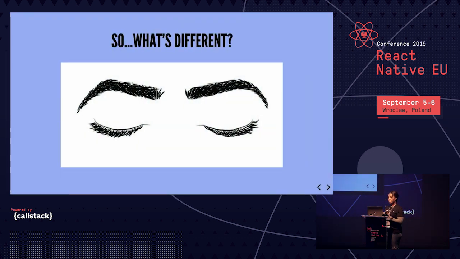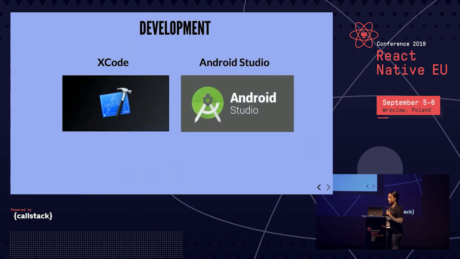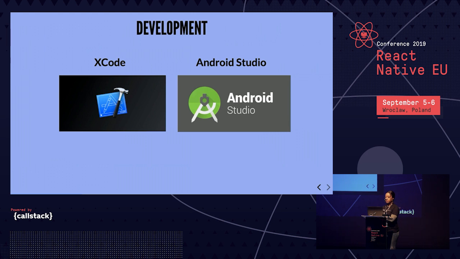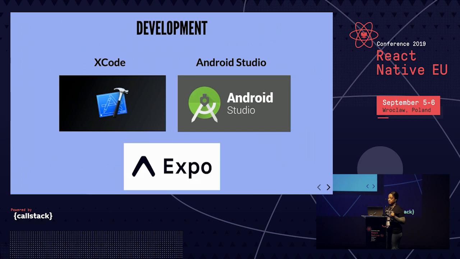So now we can get into the differences. Just remember that when you're developing in React Native, you're also developing for iOS and Android. It would help you to get familiar with Xcode and Android Studio, especially when it comes to troubleshooting. However, you can use this amazing tool called Expo. It's a toolchain that allows you to build apps without setting up either of those environments.